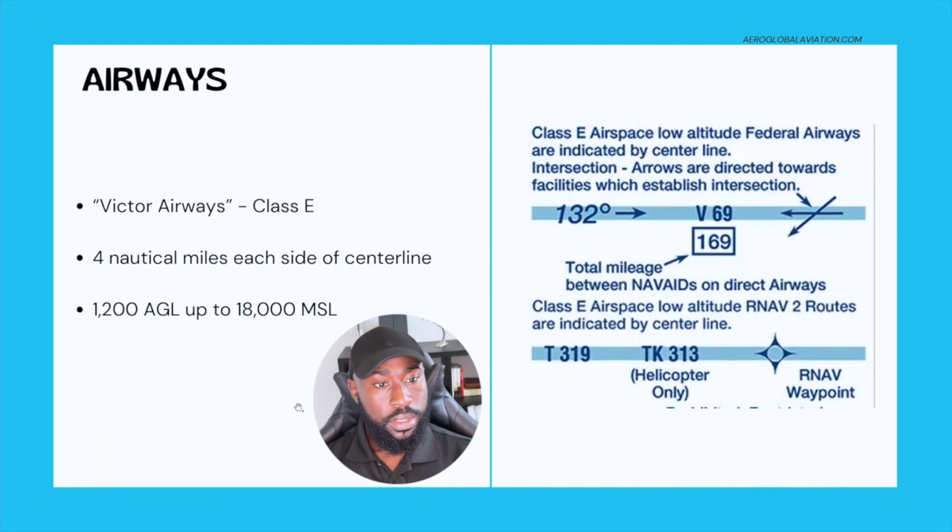And then the Victor Airways, which we talked about earlier, as a type of Class Echo airspace. You really need to know about the Victor Airways. This is a common question on the checkride as well, as with most of the things we already talked about. It's usually 4 nautical miles on each side of the center line. So if you look at your chart, wherever you see a line that has a V and a number like this, that's basically a Victor Airway. It's usually about 4 nautical miles wide in reality, and it starts from 1,200 feet AGL up to 18,000 feet.